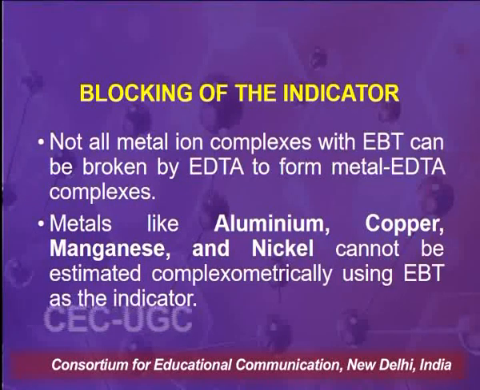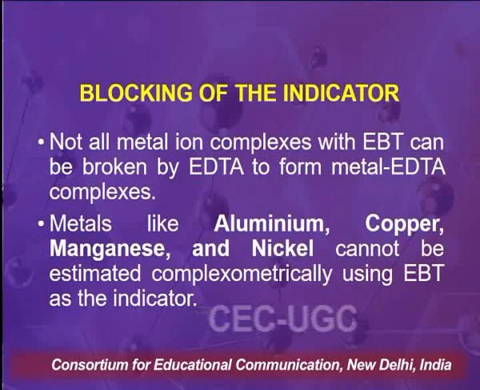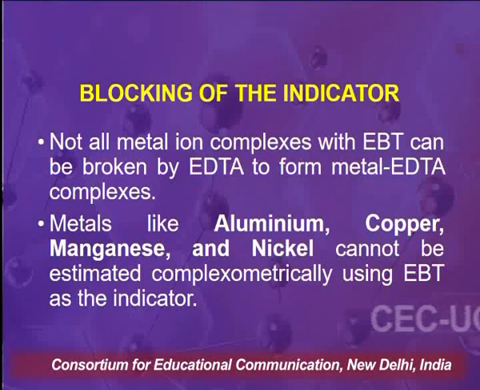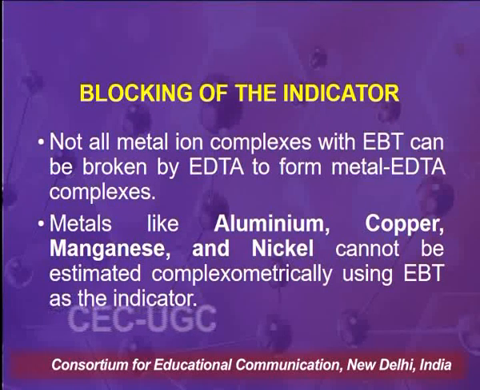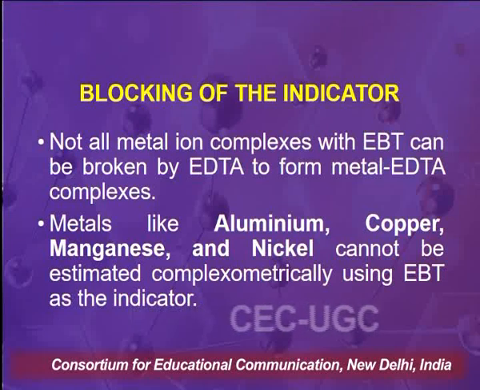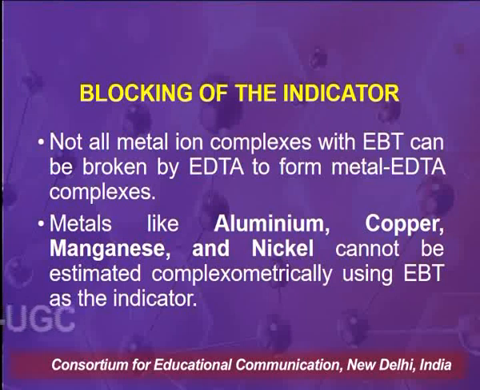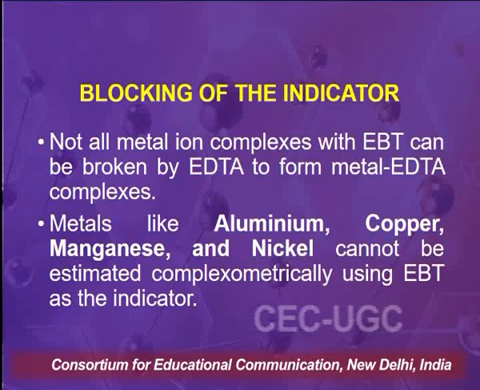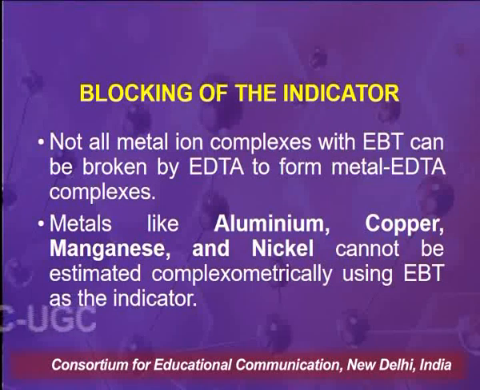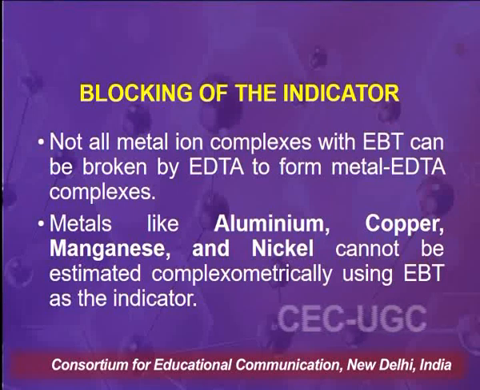Blocking of the indicator. Not all metal ion complexes with EBT can be broken by EDTA to form the metal EDTA complex, and hence not all kinds of reactions can proceed towards completion. Metals like aluminium, copper, manganese and nickel cannot be estimated complexometrically using EBT as the indicator. However, there are other methods to estimate these ions complexometrically.